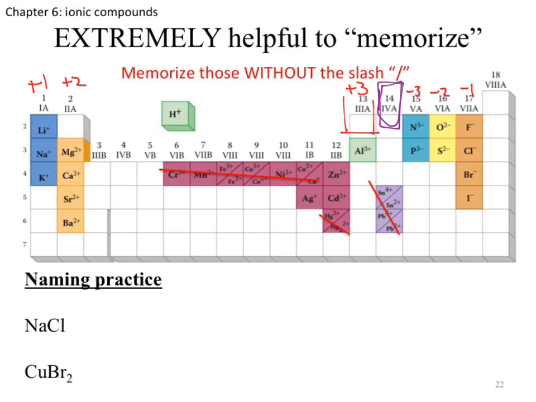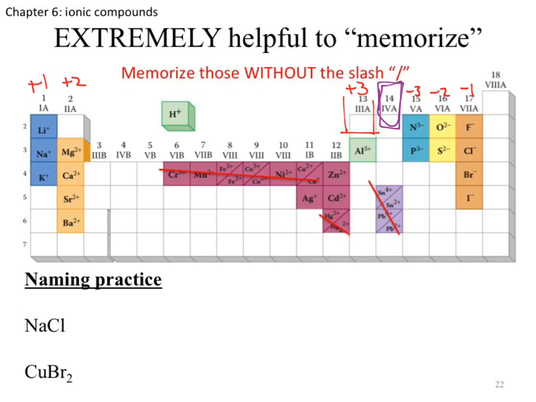So worst case, periodic table, brain hemorrhage as soon as you get the exam, write down those charges across the top of the columns, and you now have them memorized. Ta-da! Okay? Make sense? Okay. Let's take a swing at naming practice.